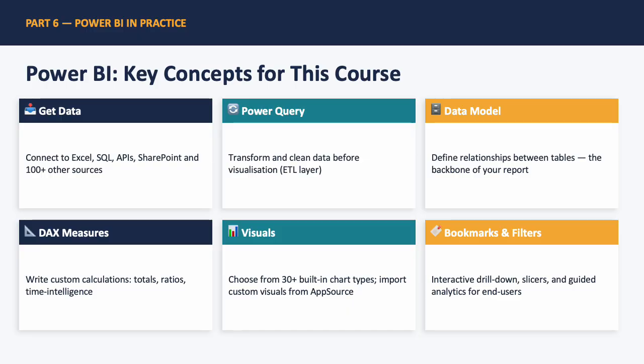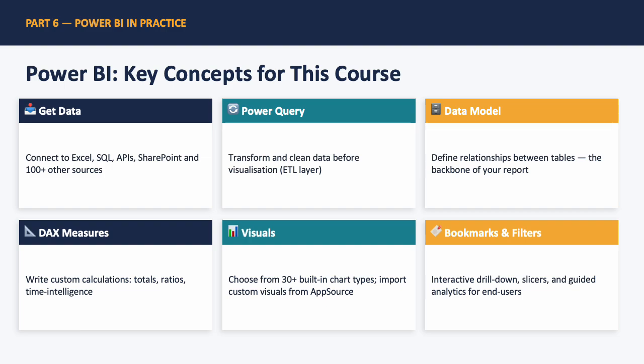The second is Power Query. This is Power BI's data transformation layer. Before any data reaches a visualization, Power Query allows you to clean it, reshape it, filter it, and combine it from multiple sources. Think of it as the extract, transform, and load step that feeds the model.